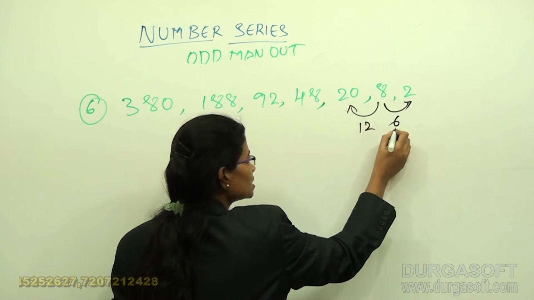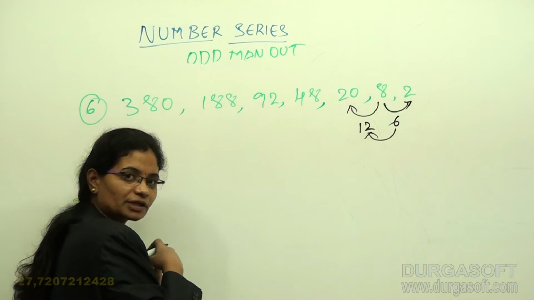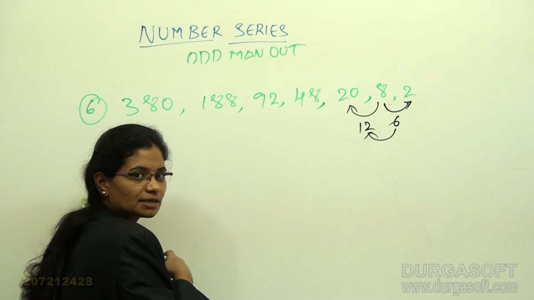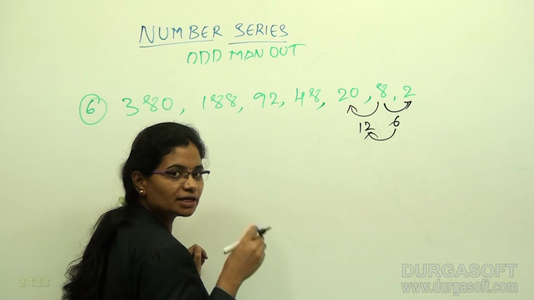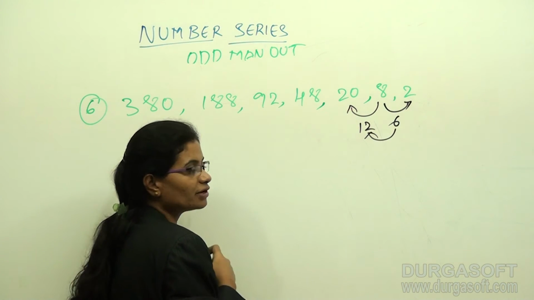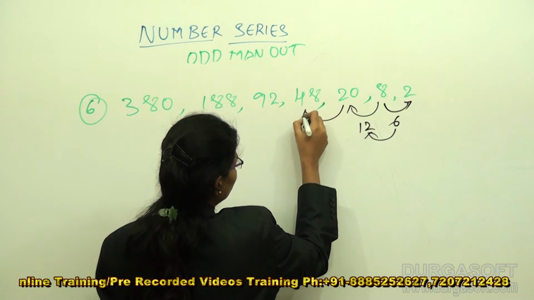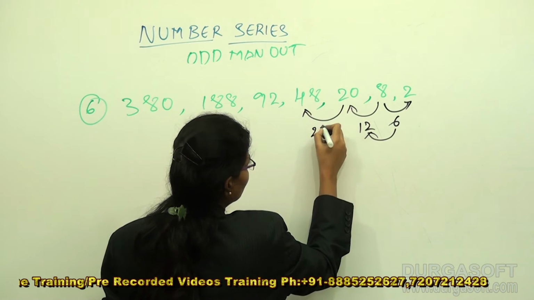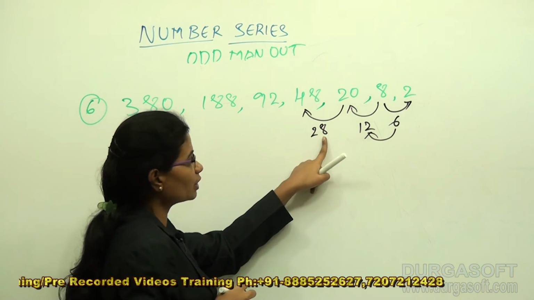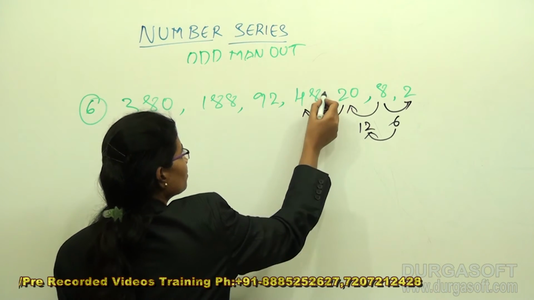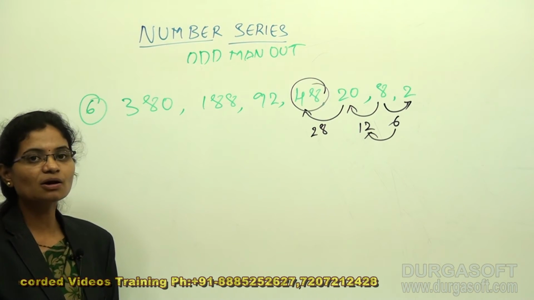That means the difference has been doubled for the next number. So for my next number, I should have a difference of 24. If I have a difference of 24, then my series will be correct. But if I see the difference between these two, I am having 28. I should get a difference of 24, but instead of 24 I got 28. So this is the number which is disturbing the series. So that's the reason 48 will be the odd man out.